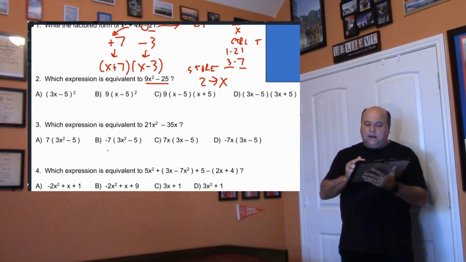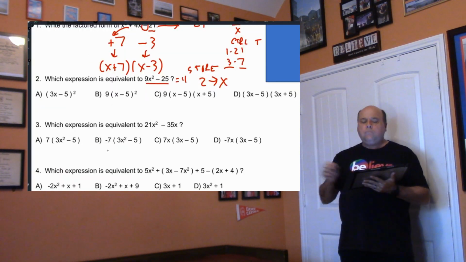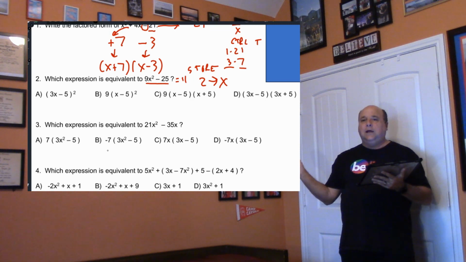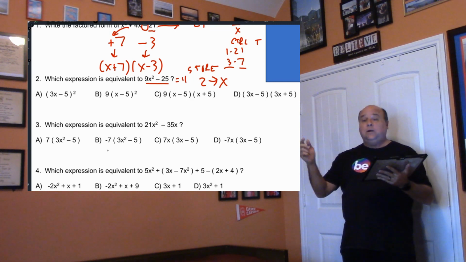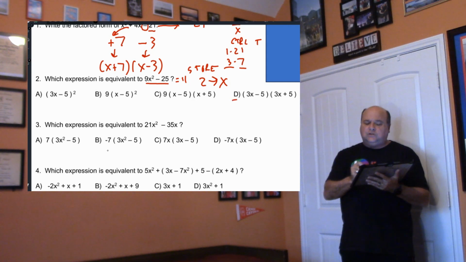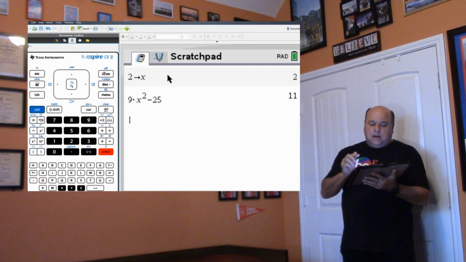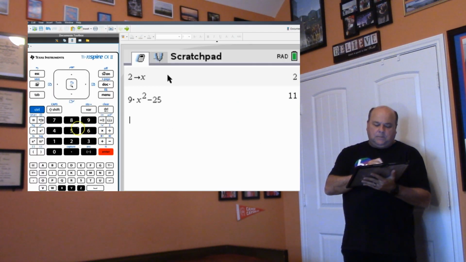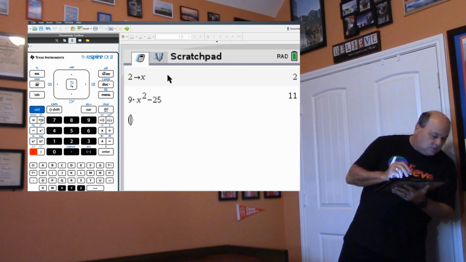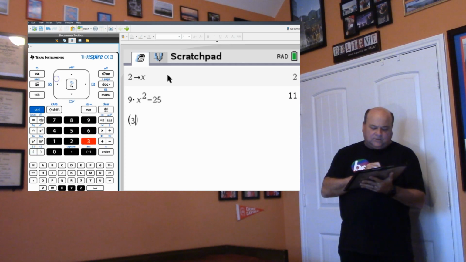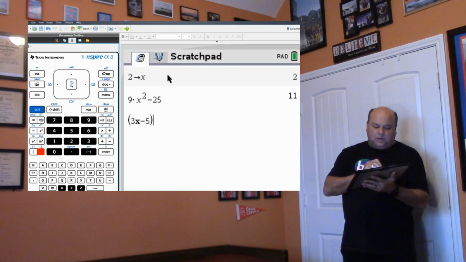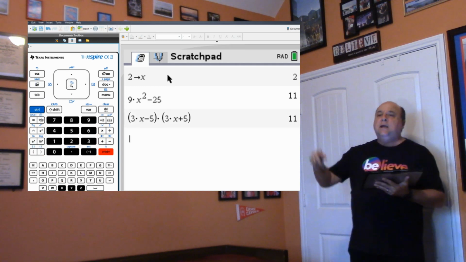So go to your paper and write equals 11. One of these is going to equal 11. Since I know how to factor, I know which one it is. Just type in all the answer choices, but let's start with D. So I'm going to go to my calculator, and it's going to be parentheses 3x minus 5, close parentheses, times parentheses 3x plus 5, close parentheses, enter. Ding, ding, ding.